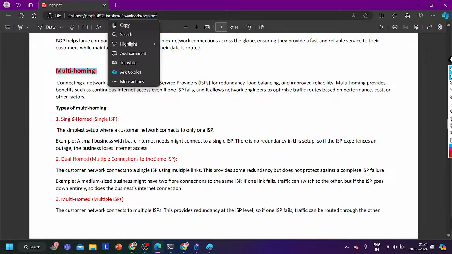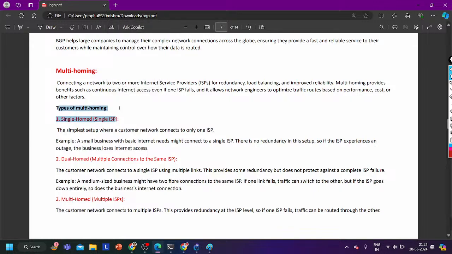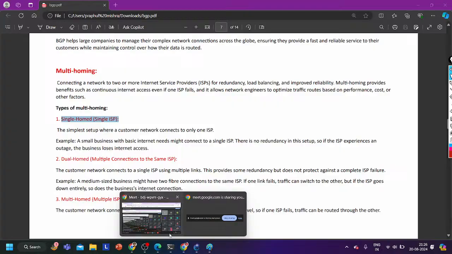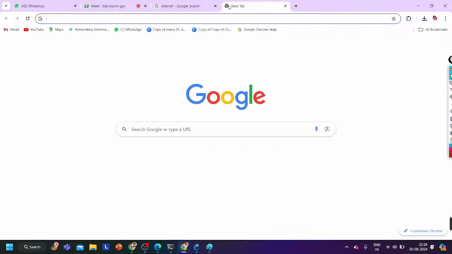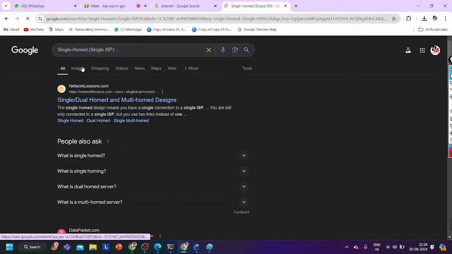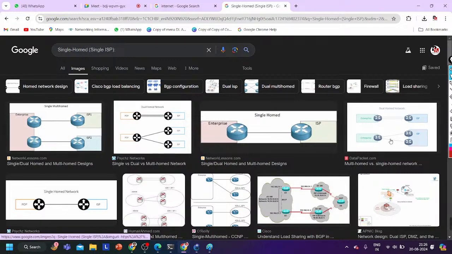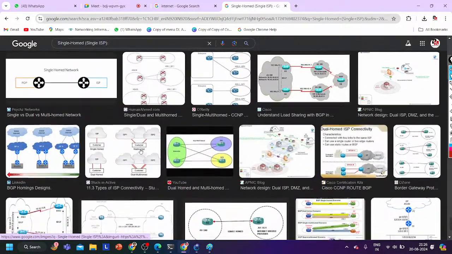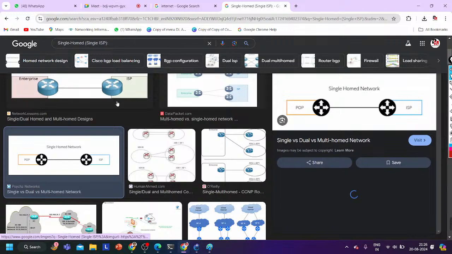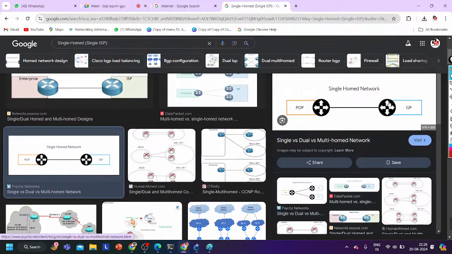And multi-homing is a process which tells how you are going to connect your internal network to the internet service provider. And how many types of multi-homing are there, guys? Single homed ISP. If you want to see the diagram of single homed ISP, let me show you here. This one, single home network. So this is for the small organization, guys.